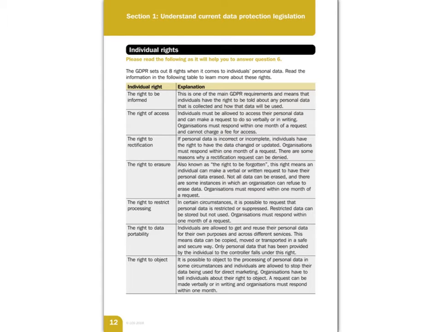Okay. So the right to be informed is one of the main important requirements. So you have the right to be told about any personal data collected and how that data will be used. This is the reason why we have the cookies message that comes up on websites constantly.